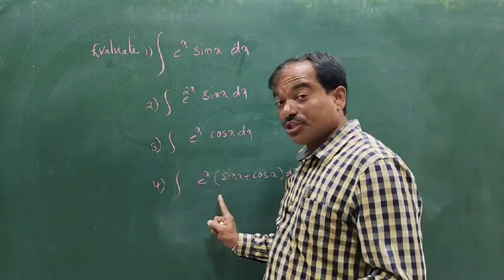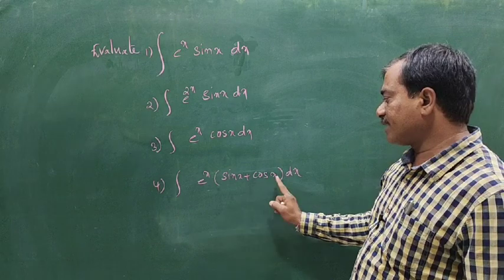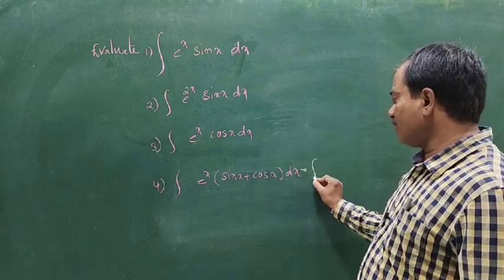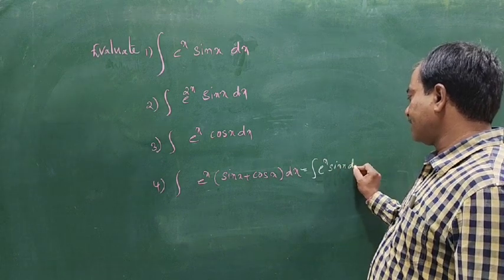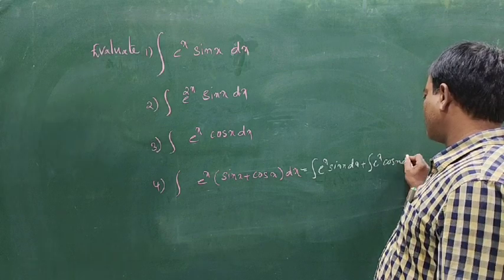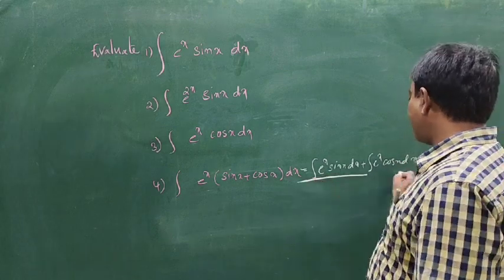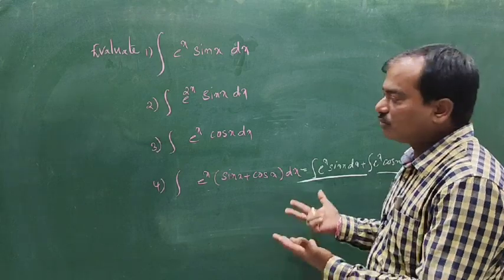But coming to this problem, the integral of e power x times sin x plus cos x dx, first we multiply e power x into sin x and write it in this form. Then find this integral value separately and that integral value separately by using these two formulas. Now this is the assignment.